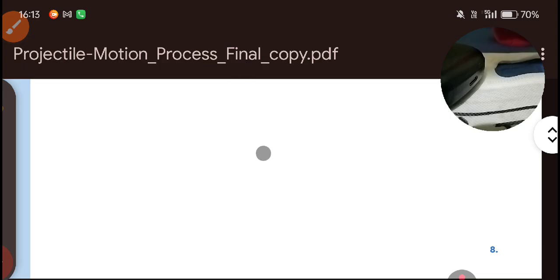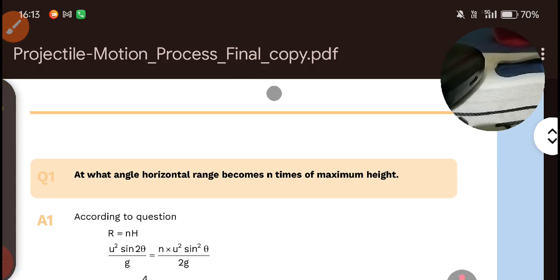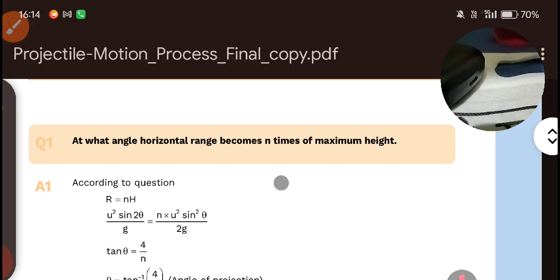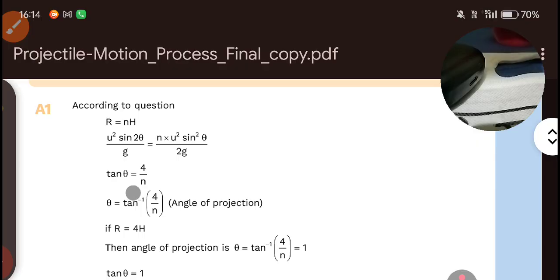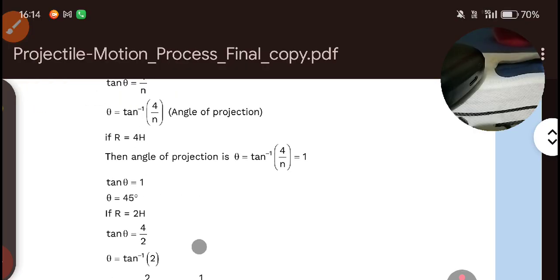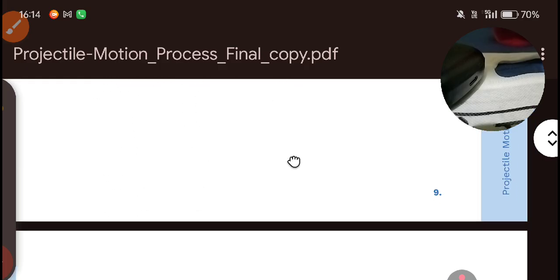Okay, now let's see one question. At what angle does horizontal range become n times the maximum height? According to the question, we know R is equal to nH, where n is a natural number. R can be written as u square sin 2 theta upon g, and n times H, which can be written as u square sin square theta upon 2g. So tan theta will be 4 upon n. That is how you will calculate your answer.